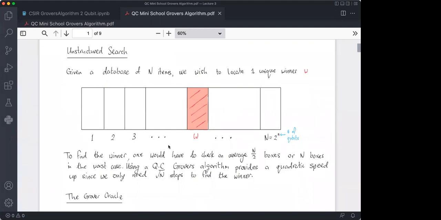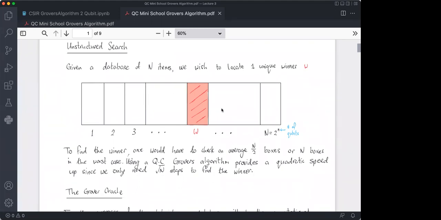The goal is to locate the winner, the solution of our search, in this database. On average, we would have to check n over 2 boxes. We'd have to perform n over 2 operations just to find the winner. But in the worst case scenario, we'd have to check all of these boxes to find the winner. Of course, if n is 100, on average we might have to check 50 boxes, but in the worst case, we check 100 boxes.